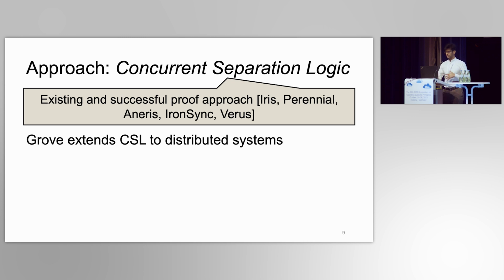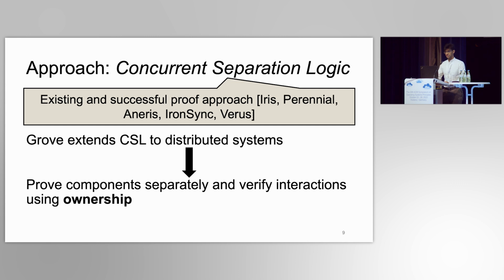And to preview the theme of the talk and the punchline, what we get out of doing this is the ability to verify different components of a distributed system separately while still verifying the interactions between them. And these two things sound like they're at odds with each other, since how can you verify components separately and also make sure you handle the interactions? And the key to understanding what this means and how it works is the idea of ownership in concurrent separation logic.